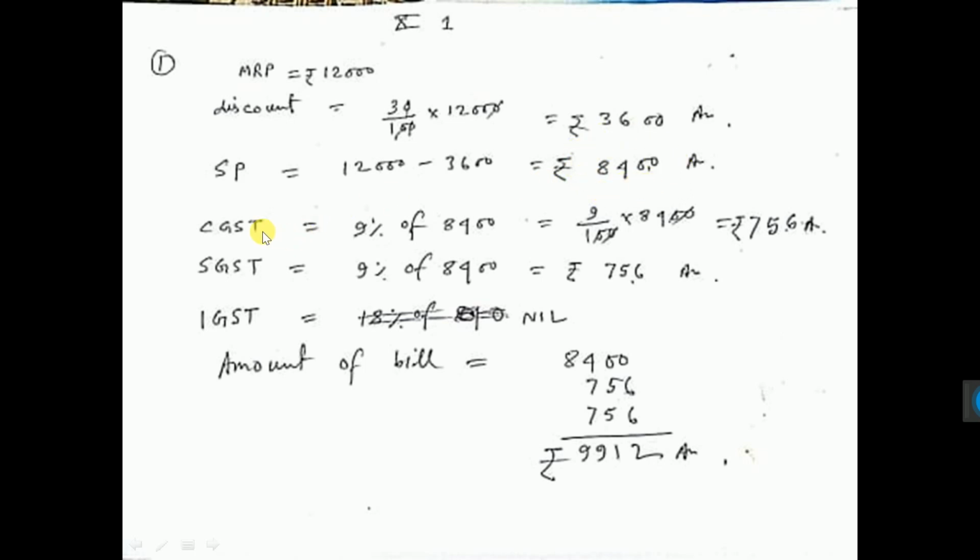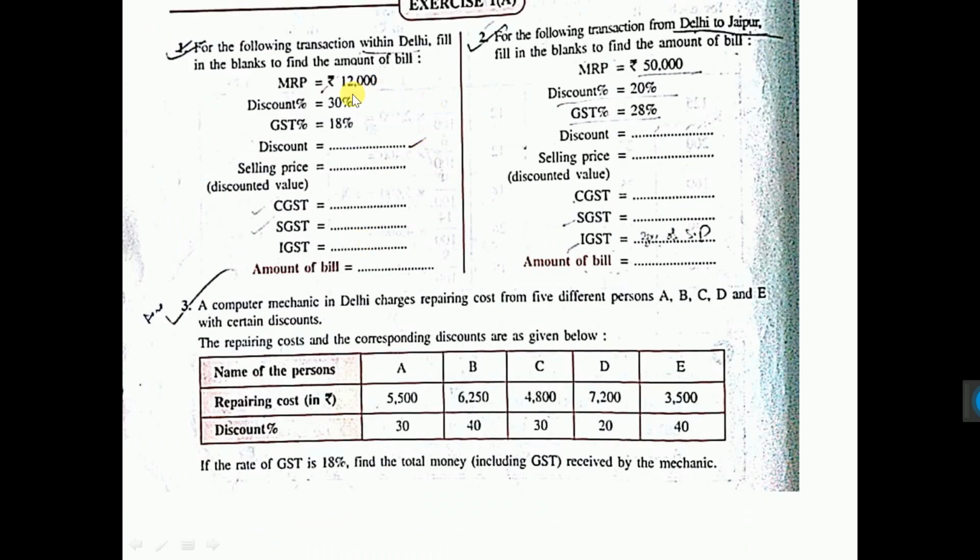Then since it is intrastate, that is purchased from Delhi and sold in Delhi only, that is why we have to use CGST and SGST. So CGST will be what percent? 9%. Why? Because you see that GST is 18%. So CGST will be half of that and SGST will be half of that.